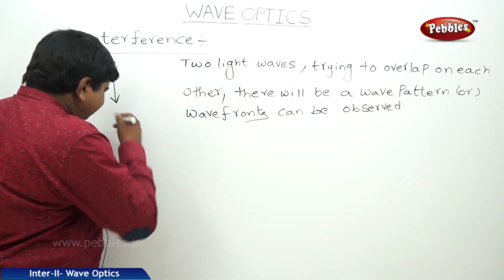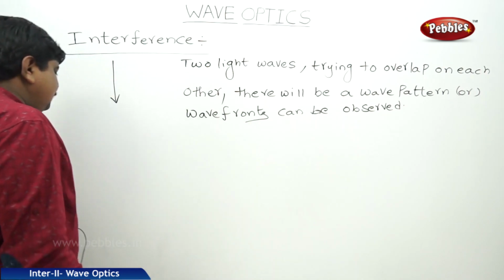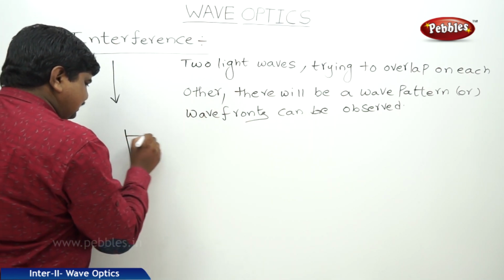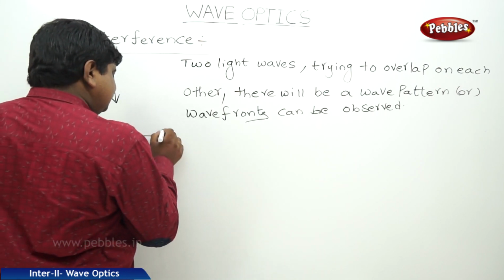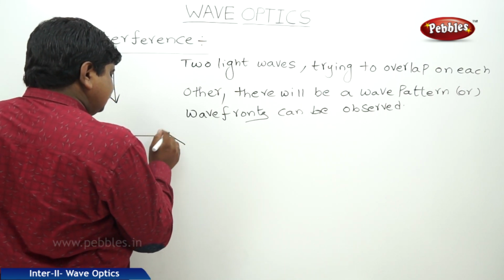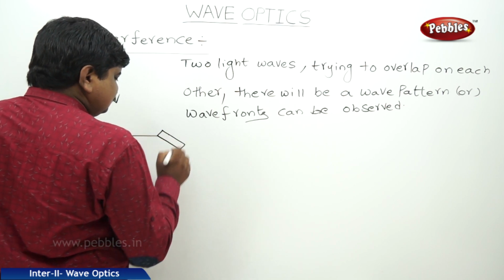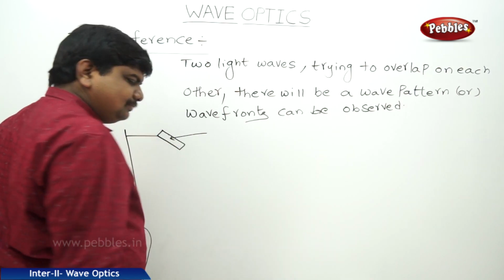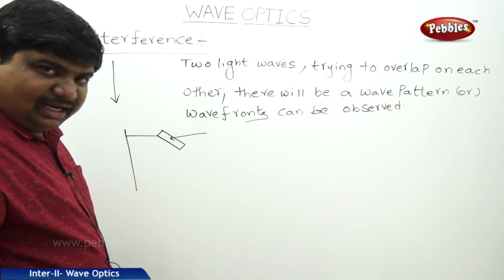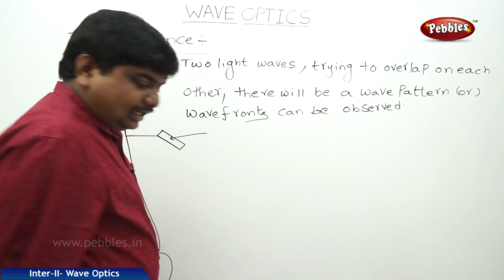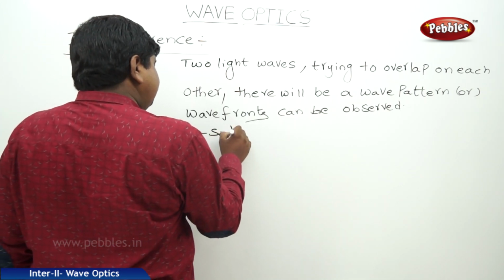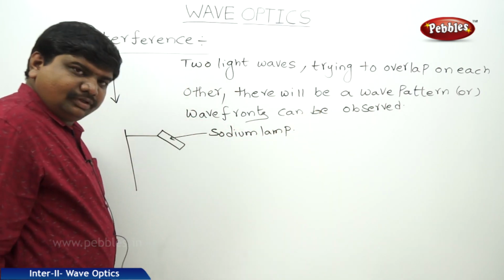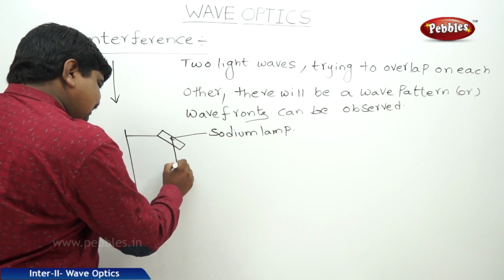So in Newton's rings experiment, what we can understand is there is a retort stand. For this retort stand, they will arrange a glass. Onto the glass, one light is incident. This glass can refract the light. This is from the sodium lamp. Due to the refraction, this light will bend.